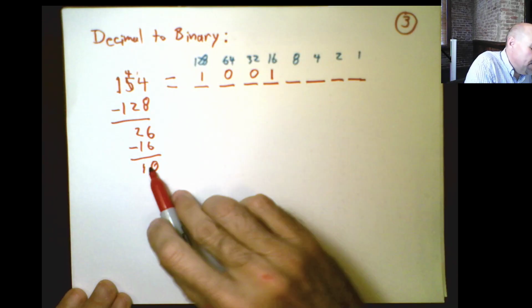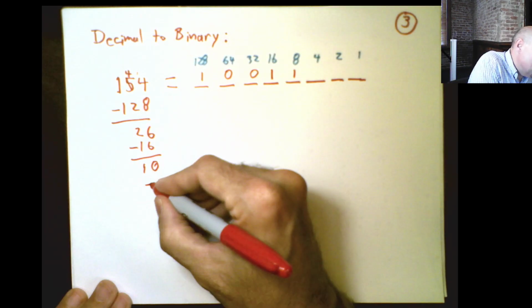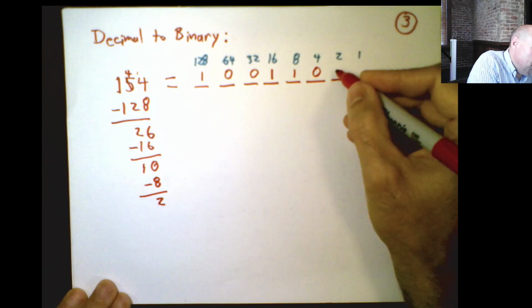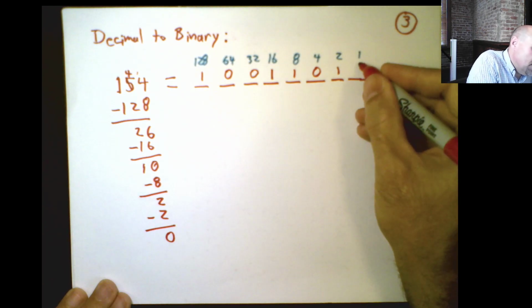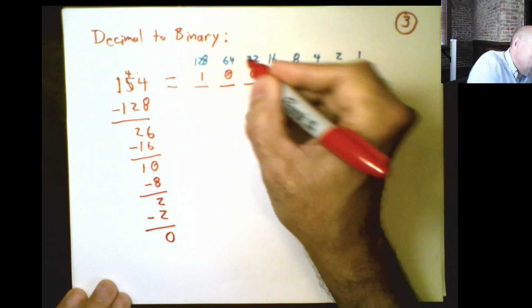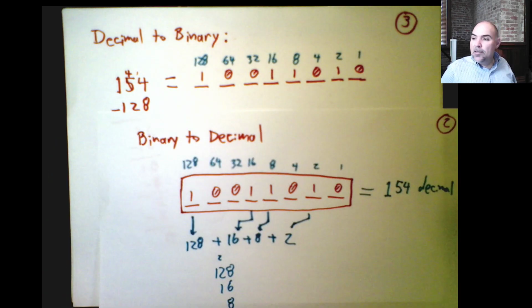Now, will an 8 fit into a 10? Yes, it will. So we've accounted for 8 of that 10. So subtract 8 from that, which is going to leave us with 2. So 4 will not fit into 2. 2 definitely will. Minus 2, and we end up with a 0, and 1 will not fit into 0, so we just put a 0 there. And there's our number, 10011010 is our binary equivalent to that number that we started with. And as a reminder, notice that matches what we had on the previous page.